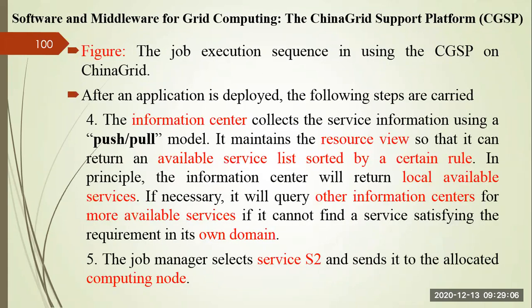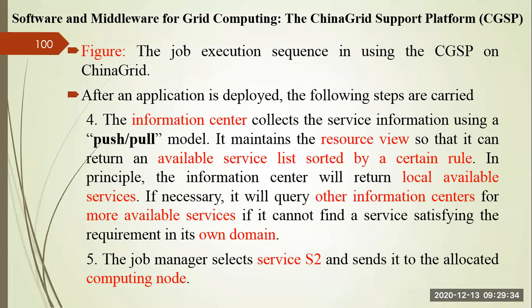Now, what will the information center do? Information center is going to collect the service information. Suppose your requirement is satisfied by 5 parties. Okay, 5 different people are ready to provide you the services. So such service information will be given by the information center, right? And they are using a push-pull model. Okay, they are requesting and they are getting the resources. So they are following the push-pull model.